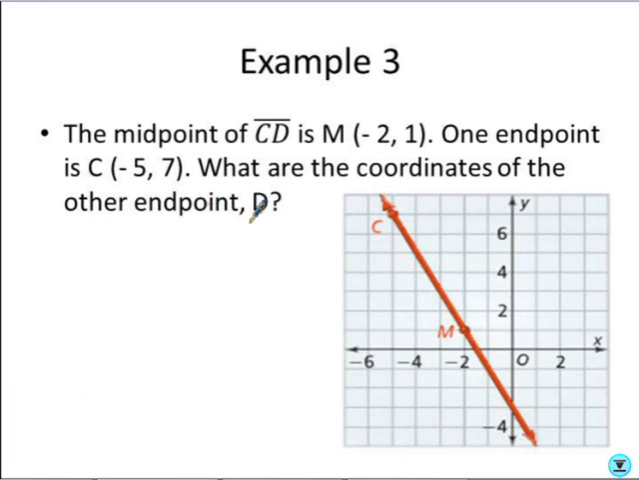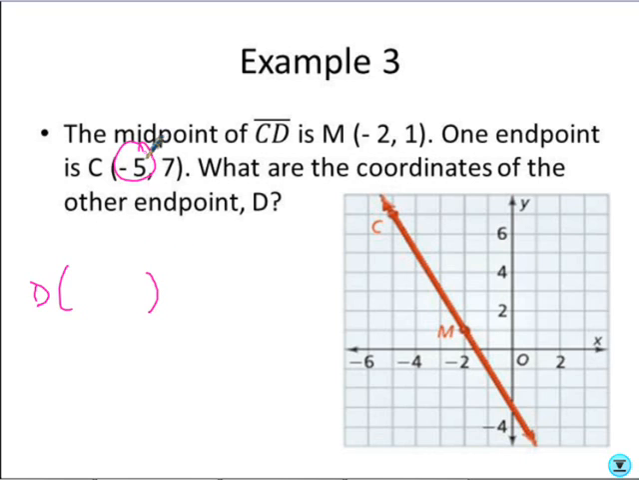Example 3. The midpoint of CD, which they're telling us is M, is (-2, 1). One endpoint is (-5, 7). What are the coordinates of the other point D? All right, I think using the formula here doesn't make a whole lot of sense. If we can understand what a midpoint is, that it's in the middle of the segment, it's much easier to think of it like this. The endpoints are C and D, so we're looking for D. That's what we don't know.